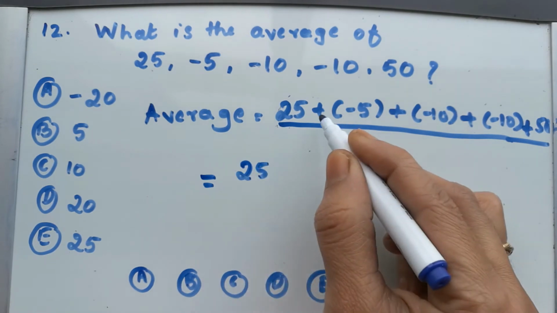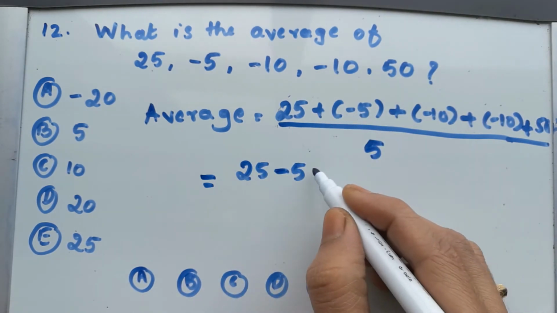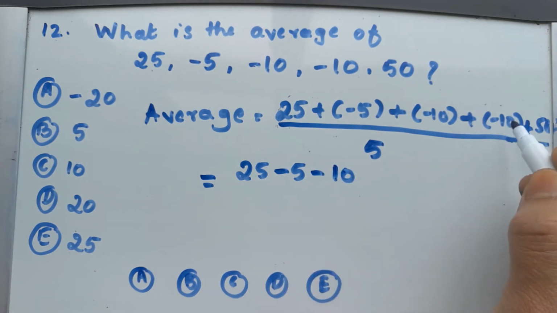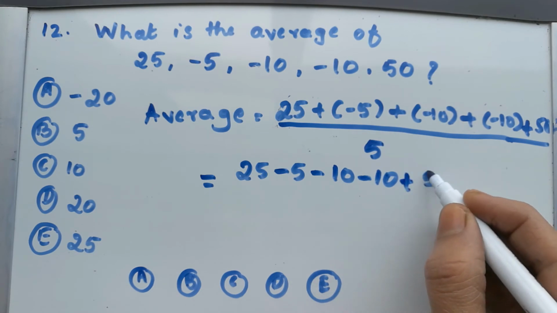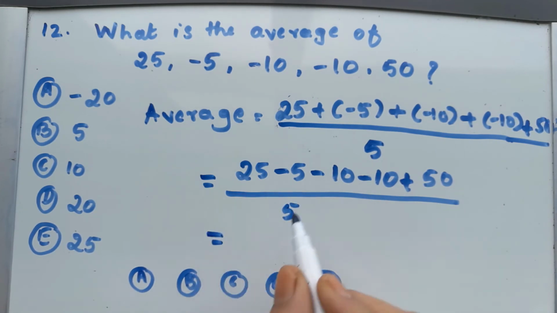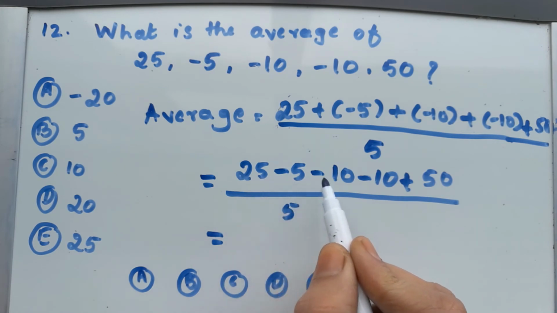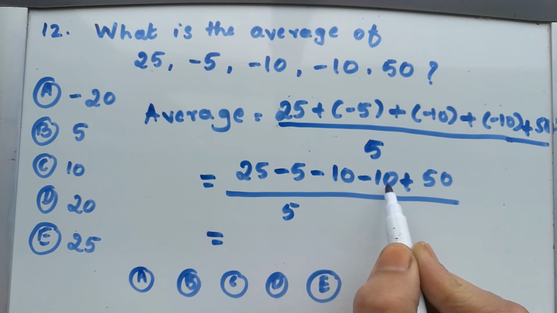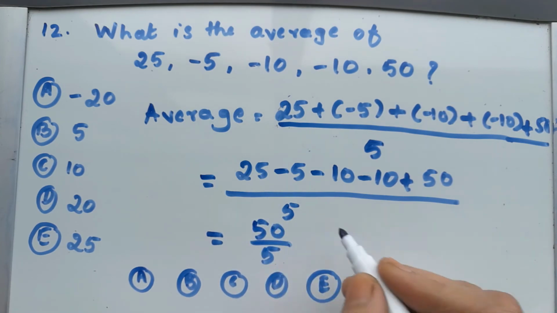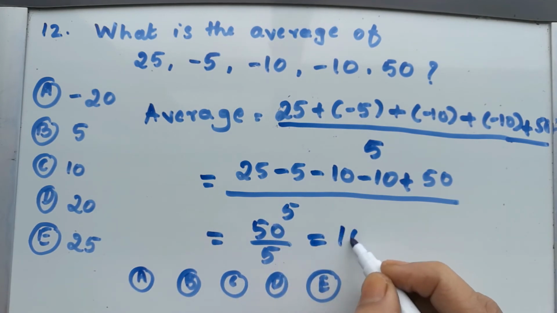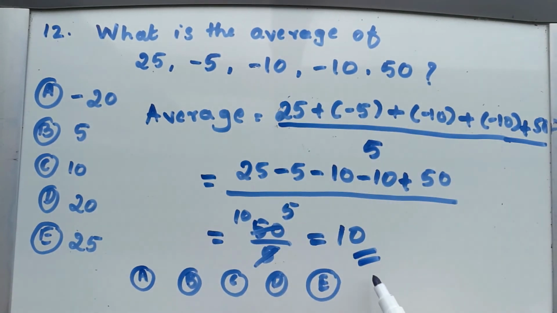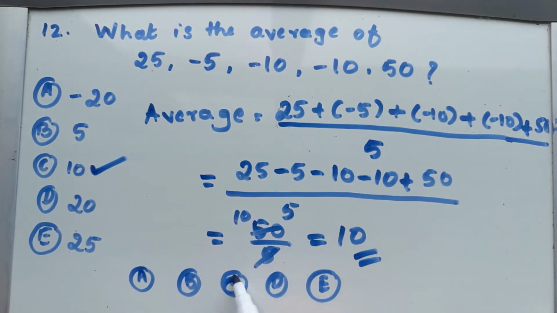25 minus 5 plus minus minus. Positive times negative is negative, so minus 10. Again positive times negative is negative 10, plus 50, divided by 5. 25 minus 5 is 20. 20 minus 10 is 10. 10 minus 10 is 0. So what is left? 50. 50 divided by 5 is 10. So the average of all these numbers is 10. So the answer is C. Fill up C.